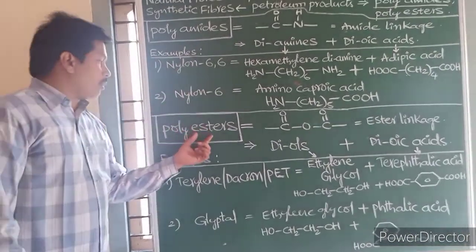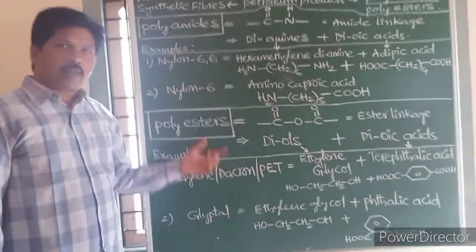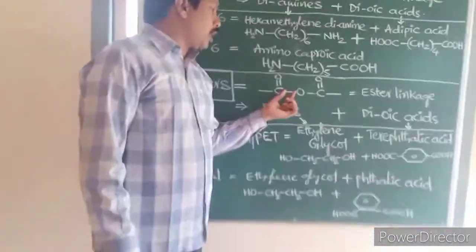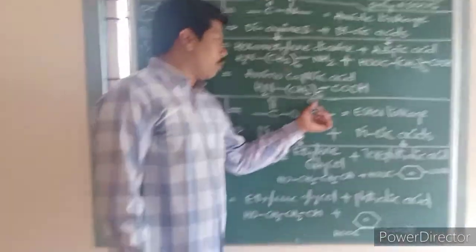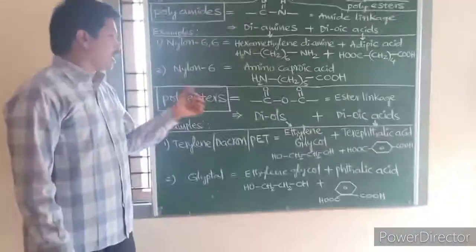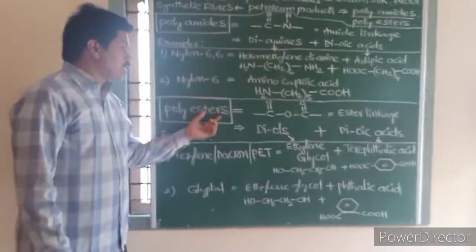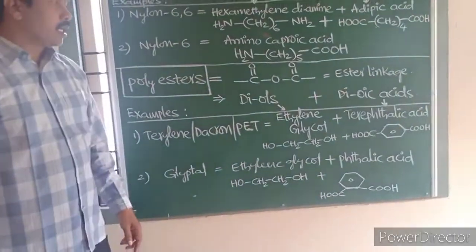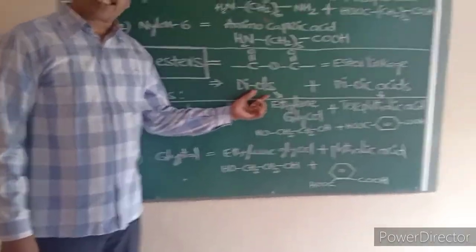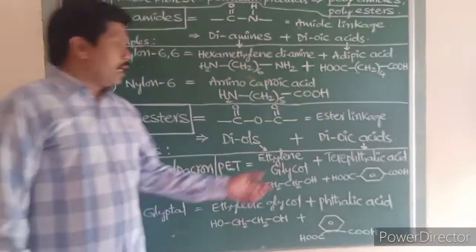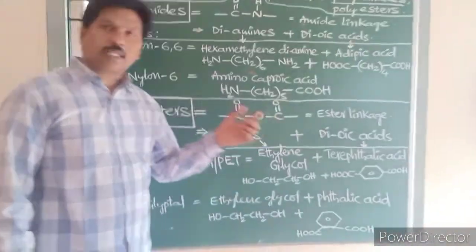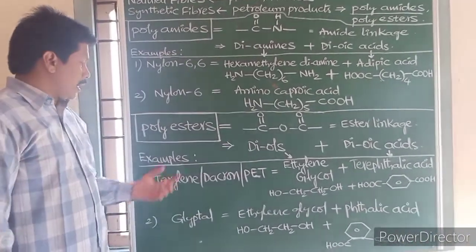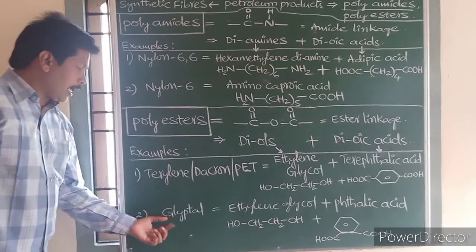Another synthetic fiber is polyesters. They contain ester linkages, like the bond C double bond O, O C double bond O. This linkage is called the ester linkage. These polyesters are made up of diols and dioic acids. Diols means they contain 2 hydroxy groups and dioic acid means it contains 2 carboxylic acid functional groups. Examples are terylene and glyptal.